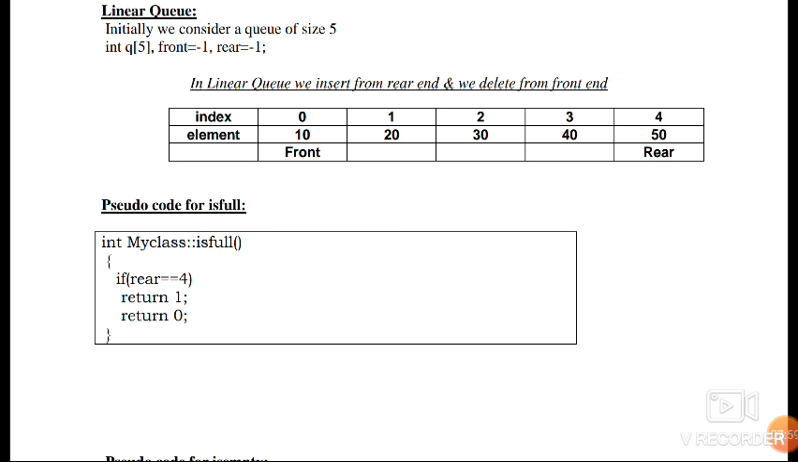Initially, front equal to -1, rear equal to -1. So basically, suppose the size of the queue is 5. At that time, as we know, start index is always 0, so the last index will be 4. We can move rear from 0th index to at max 4th index.